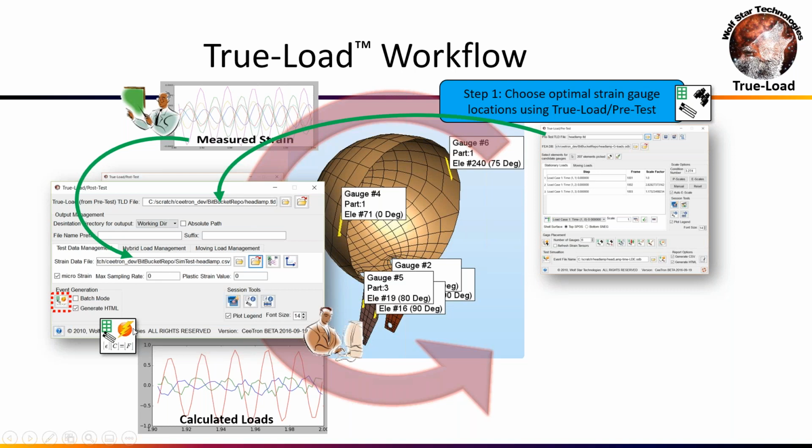It's really that simple. But there's lots of things here where we can map up channels and plot data. But really, at the end of the day, we're just bringing the correlation matrix in from pre-test, strain data from test, and pushing the button here to calculate loads. And what's happening here is we're going to take the measured strain data, multiply it by that correlation matrix to generate the loads.